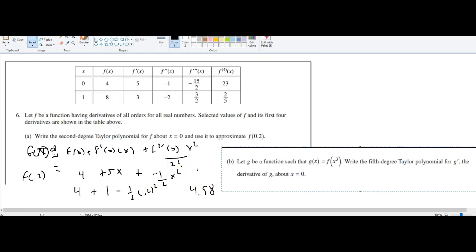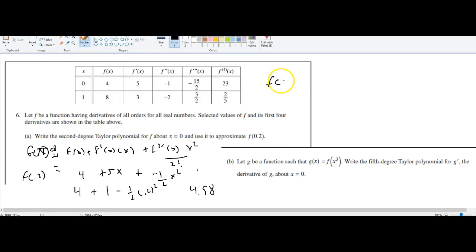And getting to part B, it says, let g be a function such that g of x is equal to f of x to the third. Write a fifth degree Taylor polynomial for g prime of x, the derivative of g, about x equals 0. So, a fifth degree polynomial after taking a derivative.